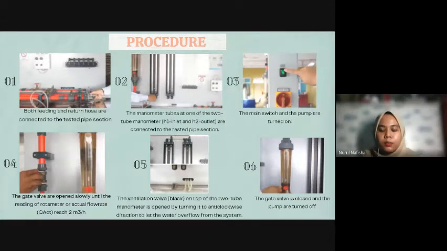Step 5. The ventilation valve, which is the black one on top of the 2 tube manometer, is opened by turning it in anti-clockwise direction to let the water overflow from the system and release all the bubbles, if any, in the system. Next, the ventilation valve is closed back by turning it clockwise when there are no bubbles present. Next, the gate valve is closed and the pump is turned off. Next slide.